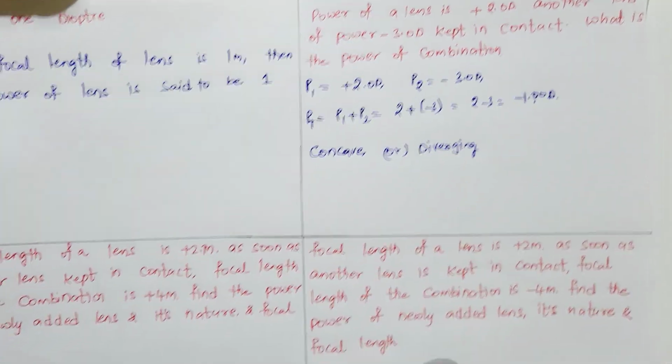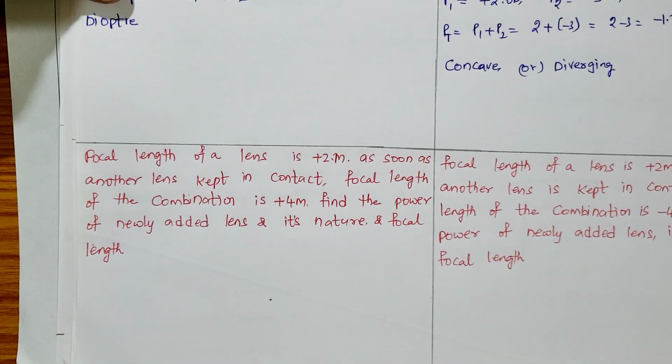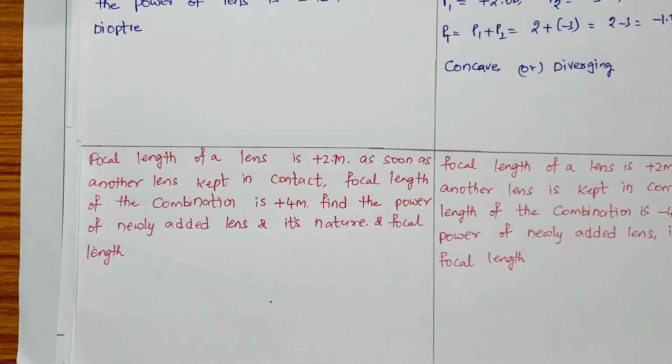Okay, now let us solve these two questions. These two are going to be a bit difficult questions. Read the questions neatly. Focal length of a lens is plus 2 meters. As soon as another lens is kept in contact, the focal length of the combination is plus 4 meters. Find the power of the newly added lens, its nature and its focal length.